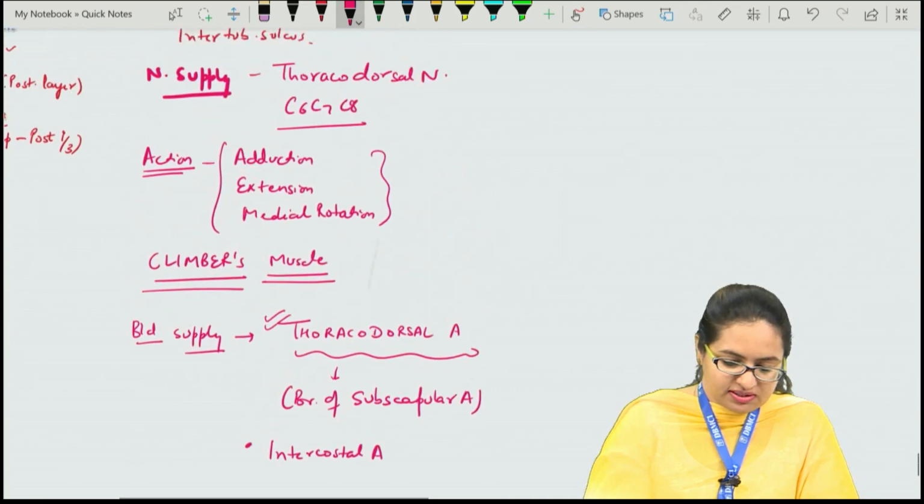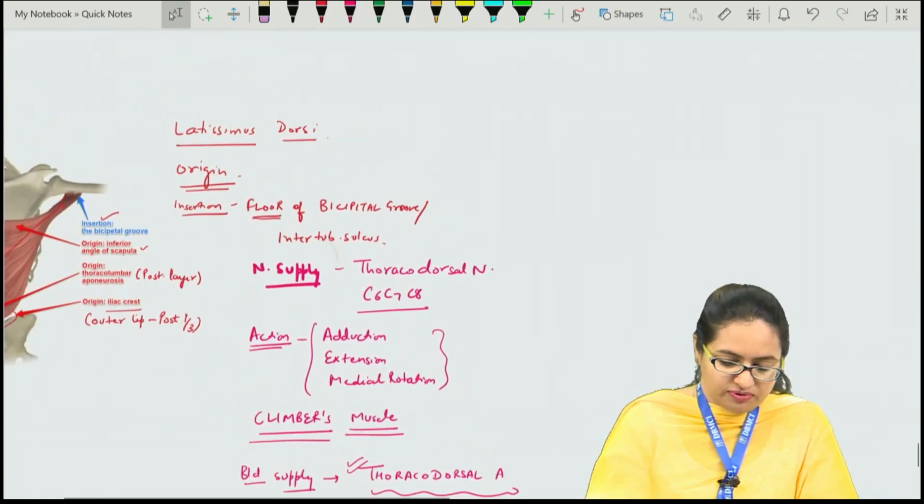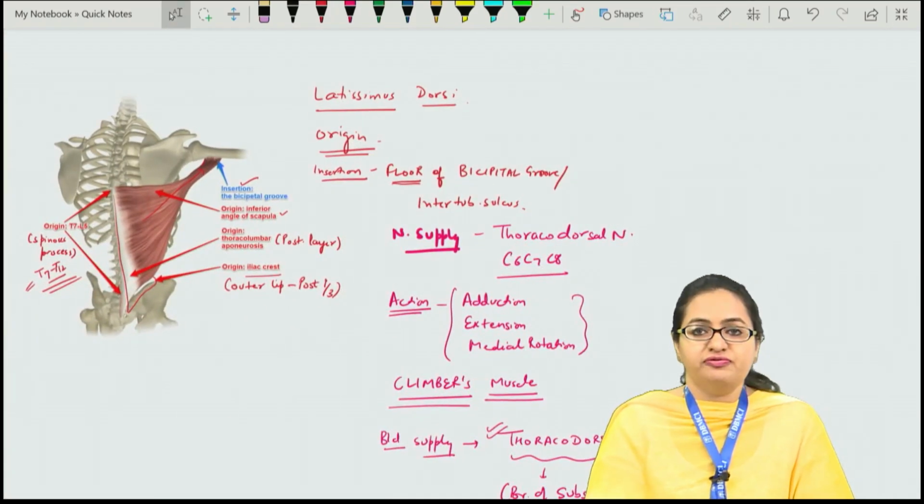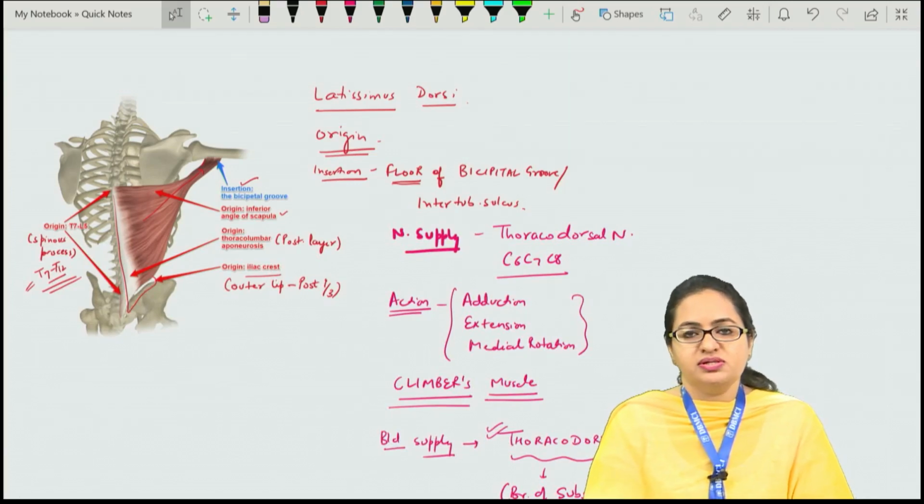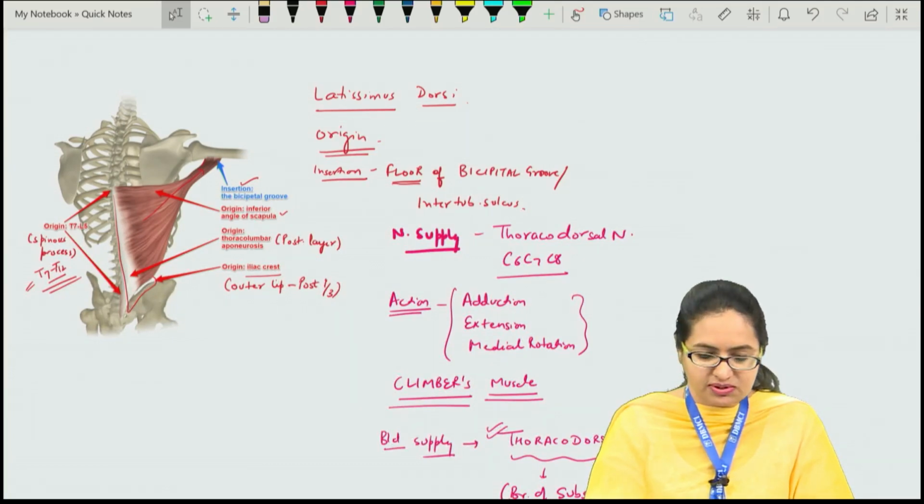Now this muscle can be used to fill defects of the back. Apart from the trapezius, which is mainly used to fill defects towards the upper 1/3 of the back, the latissimus dorsi can also be used. In the middle 1/3 portion, the latissimus dorsi is the one which is used, and towards the lower 1/3 we use the gluteus maximus.